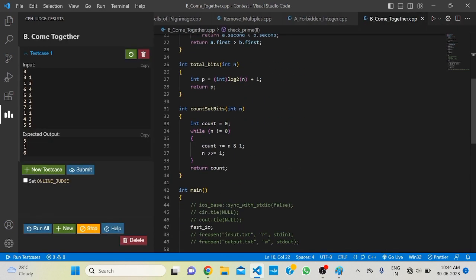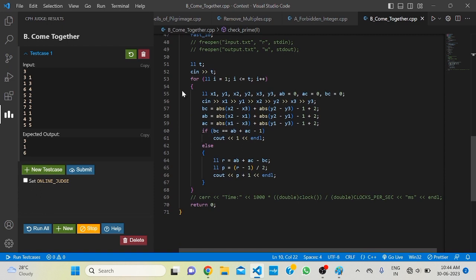Okay. So look here. Firstly, we have taken input test case, and then we have taken input the coordinates of A, B, and C. This x1 comma y1 is the coordinate of A, x2 comma y2 is the coordinate of B, and x3 comma y3 is the coordinate of C. Okay. So what we will do is firstly calculate distance between AB, distance between AC, and distance between BC.